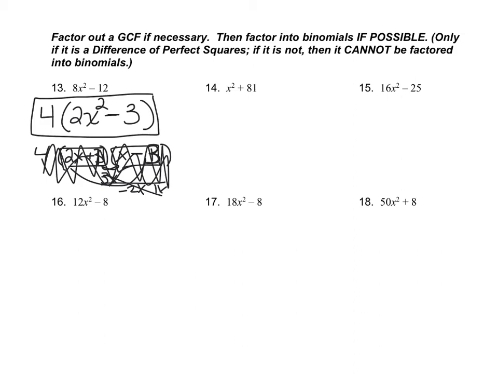So now number 14, there's not a GCF. However, you might be thinking, well, it's a perfect square plus a perfect square. But that doesn't work, right? It has to be a perfect square minus a perfect square. Because of the addition sign, this one we're going to say is prime. We cannot factor that further.